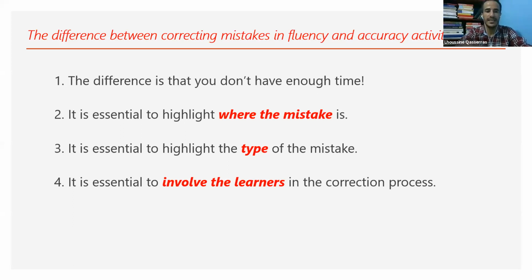Number two, it is essential to highlight where the mistake is. For accuracy, it's very important to highlight where the mistake is. You see my point? So you just underline. Number three, it is essential to highlight the type of the mistake. Is it grammar, vocabulary, tense, punctuation? So what type of grammar?